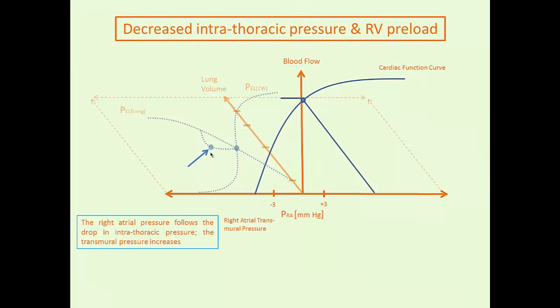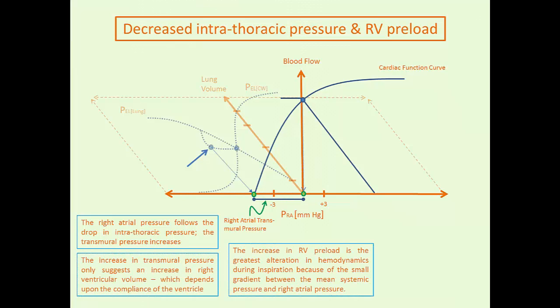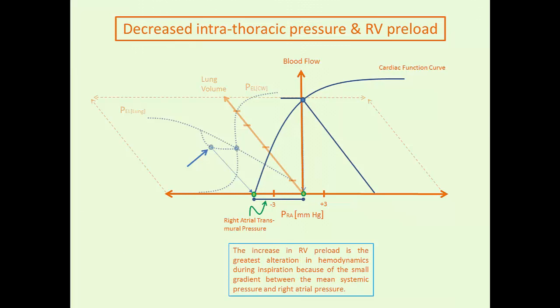So as you inspire in, your cardiac function curve shifts leftward, your distending pressure of the right atrium increases, which tends to increase right atrial volume depending on the compliance of the right heart, and that's what happens. That's what I just talked about. The increase in right ventricular preload is the greatest alteration in hemodynamics, typically during inspiration, because of the very small gradient between the mean systemic pressure and the right atrial pressure.